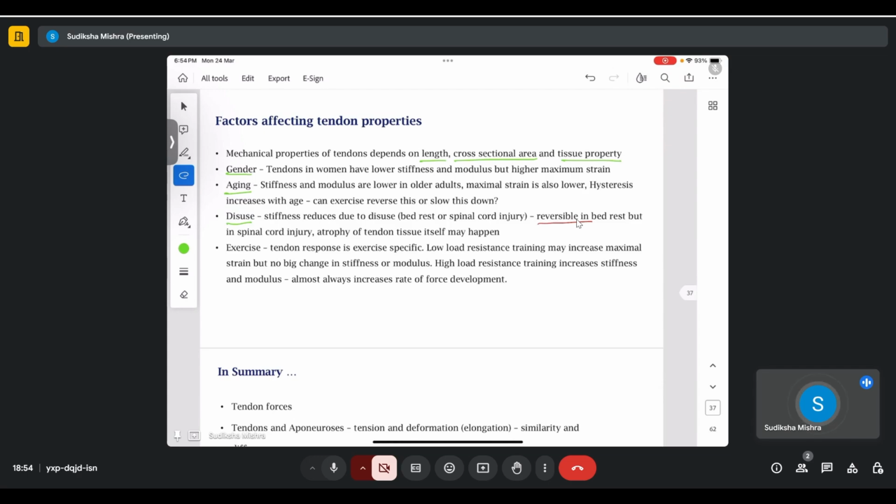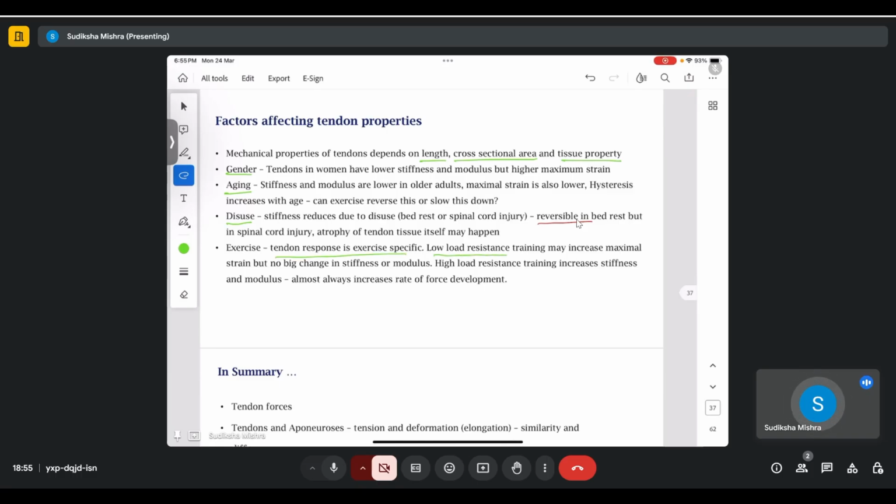Disuse of muscles is also something that leads to decrease in the stiffness of the tendon. This usually happens in bed rest where there is some illness or some injury. In case of spinal cord injuries, which lead to bed rest, there is an atrophy of the tendon tissue itself. Therefore the stiffness reduction might be irreversible in case of spinal cord injury because of various neurological issues.